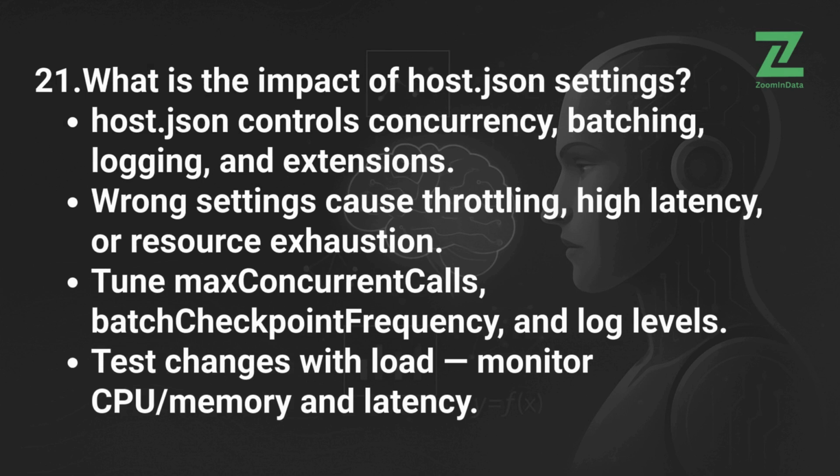What is the impact of host JSON settings? Host JSON controls concurrency, batching, logging, and extensions. Wrong settings cause throttling, high latency, or resource exhaustion. Tune max concurrent calls, batch checkpoint frequency, and log levels. Test changes with load. Monitor CPU, memory, and latency.